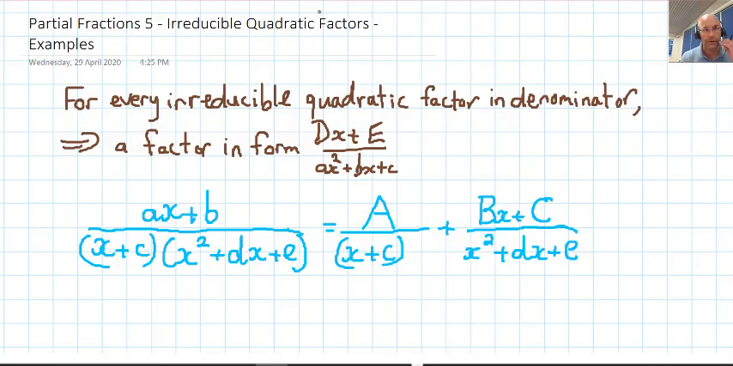Partial fractions 5, irreducible quadratic factors, and we're going to look at some worked examples. You'll recall from a few videos ago, for every irreducible quadratic factor in the denominator, we see that there will be a factor in the form of (dx + e) over (ax² + bx + c) in the answer. And in the light blue there, this is the form that appeared, which shows case 3.